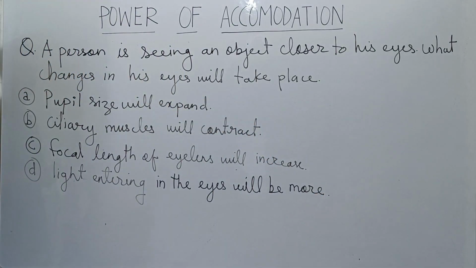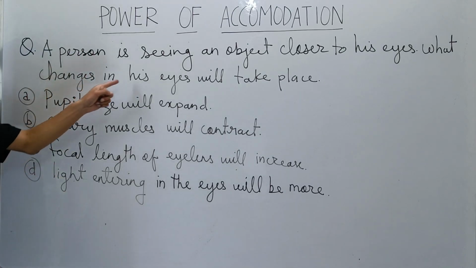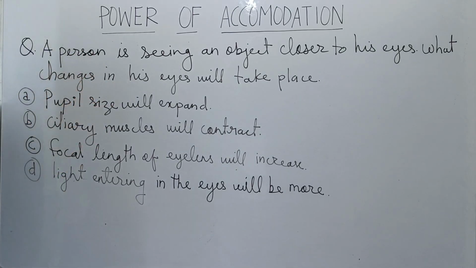So the question is, a person is seeing an object closer to his eyes. What changes in his eyes will take place? The options are A, pupil size will expand. Option B, ciliary muscles will contract. Option C, focal length of the eye lens will increase. And option D, light entering the eyes will be more. One of them is the correct answer.